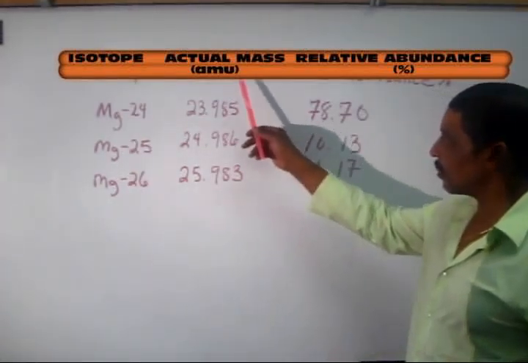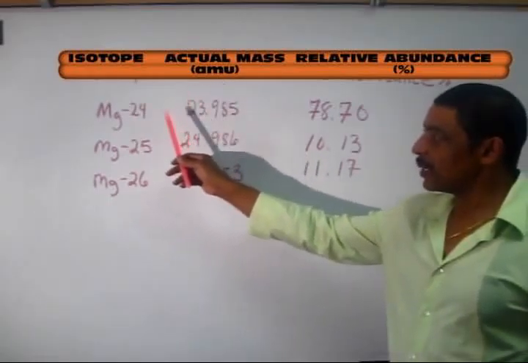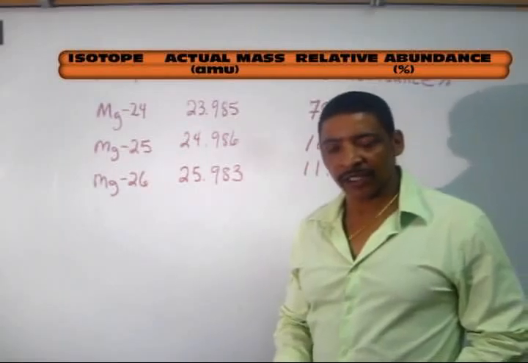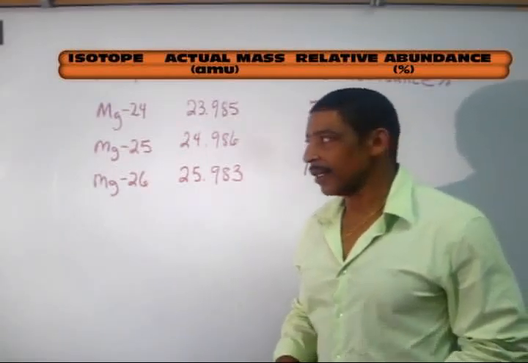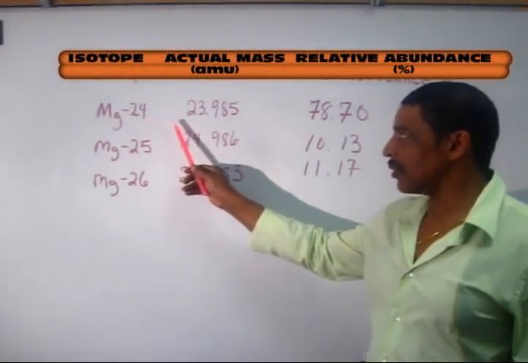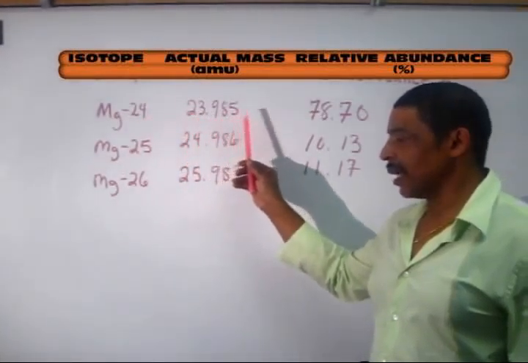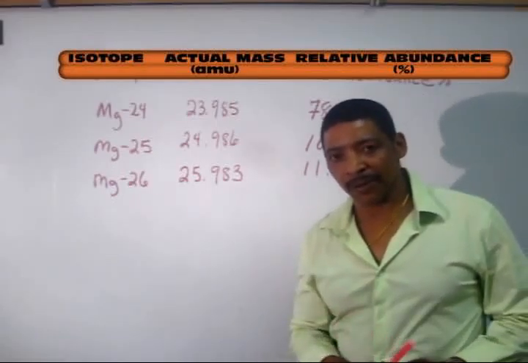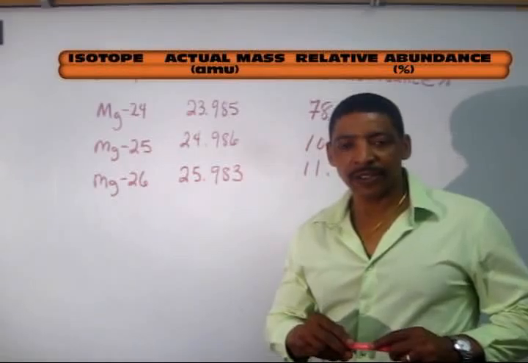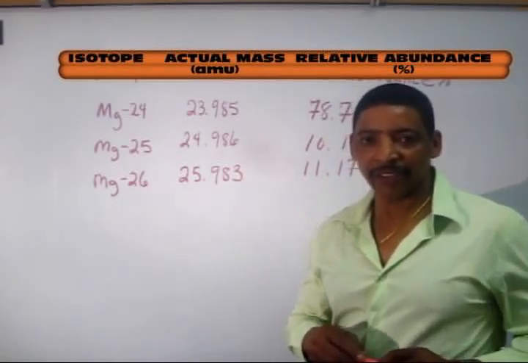Notice that the actual mass will always be less than the mass indicated in the notation of the isotope. In other words, magnesium 24 will have an actual mass of 23.985. And remember, the mass that is missing was lost due to the mass defect.